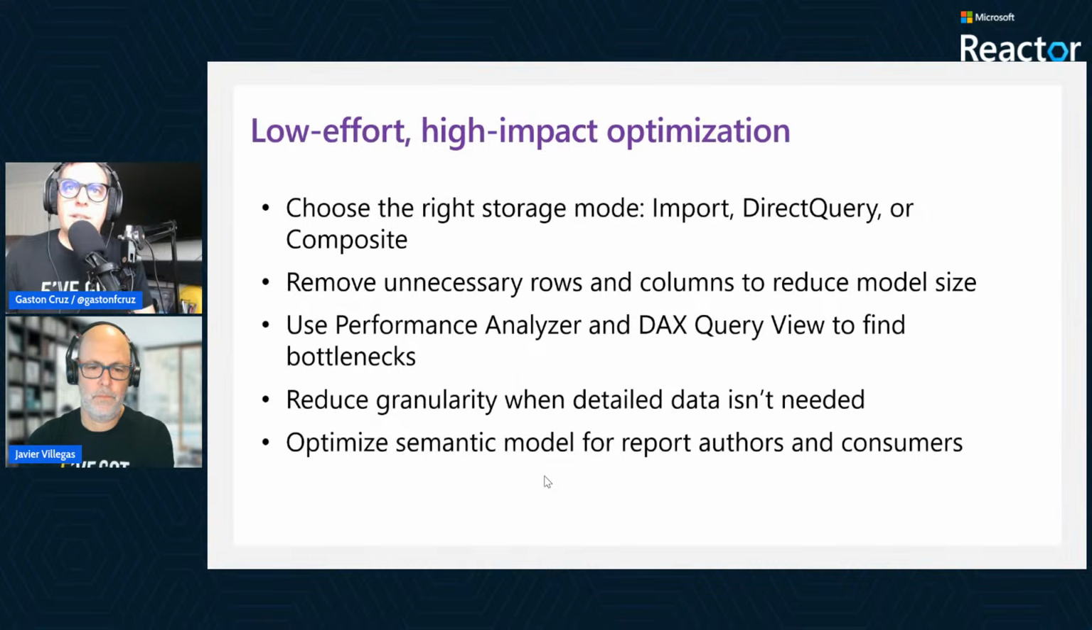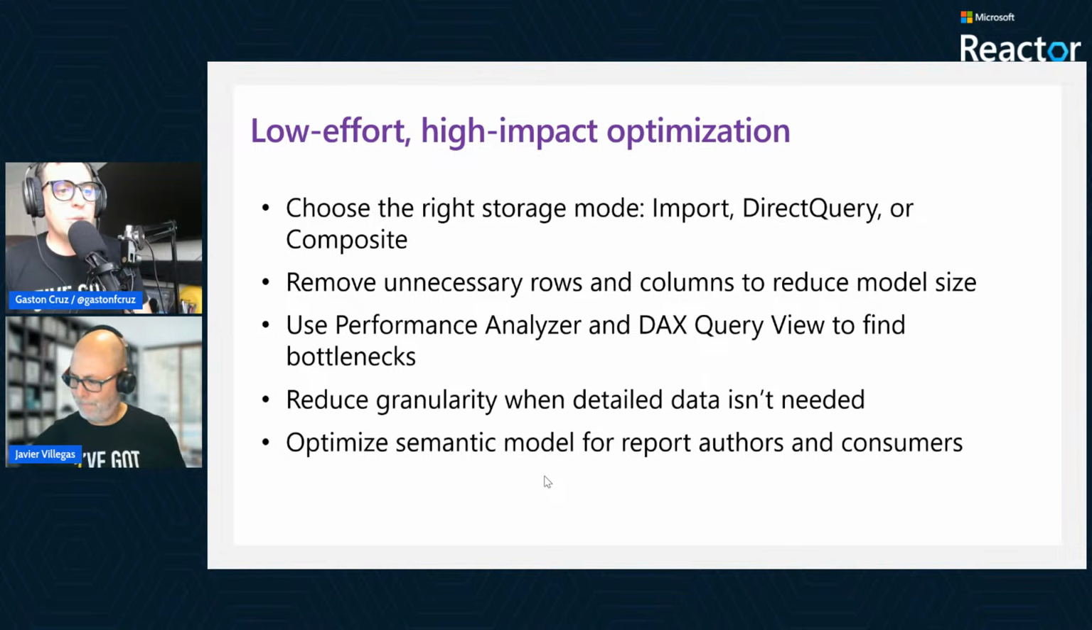Couple of things around this. Choosing the right storage mode, as we mentioned before. Remember to remove any rows or any columns that you are not using. And there's a lot of great tools from the community itself to get those insights for getting better performance. You can use Performance Analyzer, you can use DAX query view to find those kinds of bottlenecks. You need to reduce in some way the granularity of the data that is not needed for your semantic model, and always try to improve.